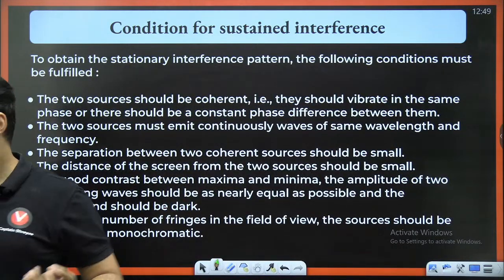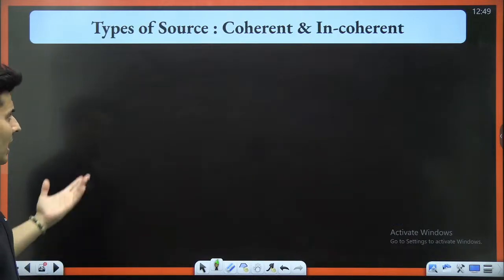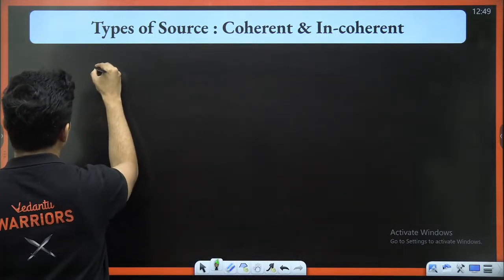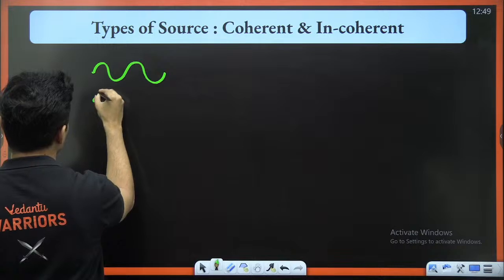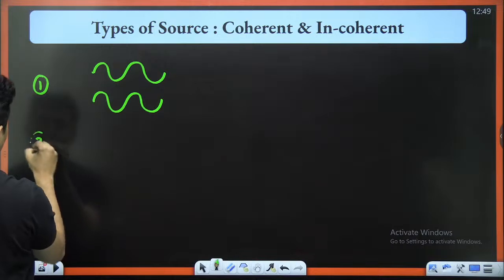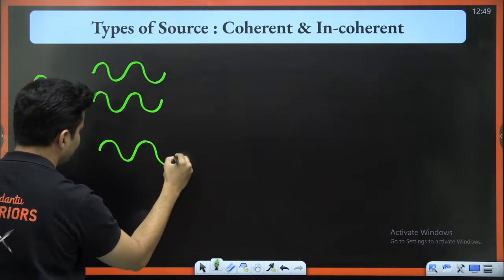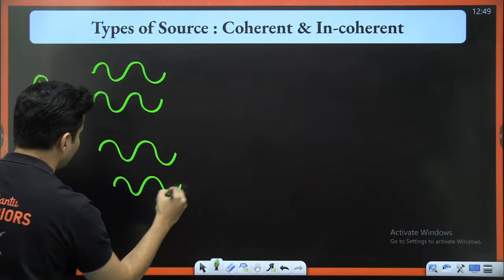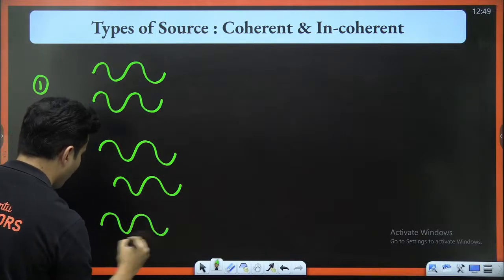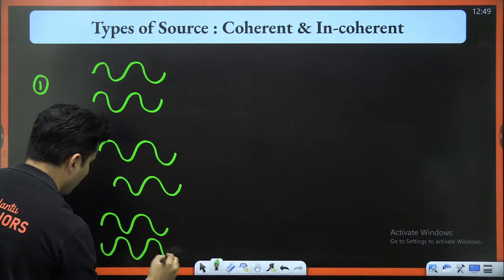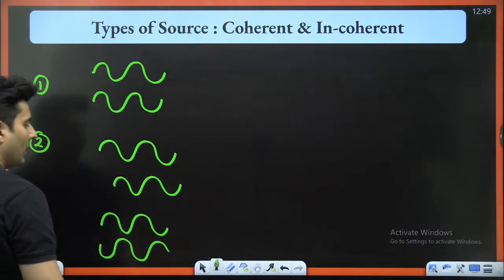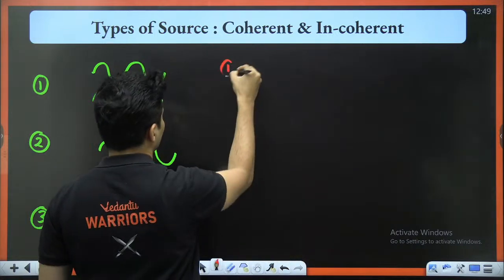Okay, very good. So, having said this, I have just told you about coherent and incoherent sources. I'll just mention for coherent, it can be either like this. They are said to be coherent. This is one example. Another example, it is like this. This is also coherent. Another example. Oops, sorry. This is also coherent.